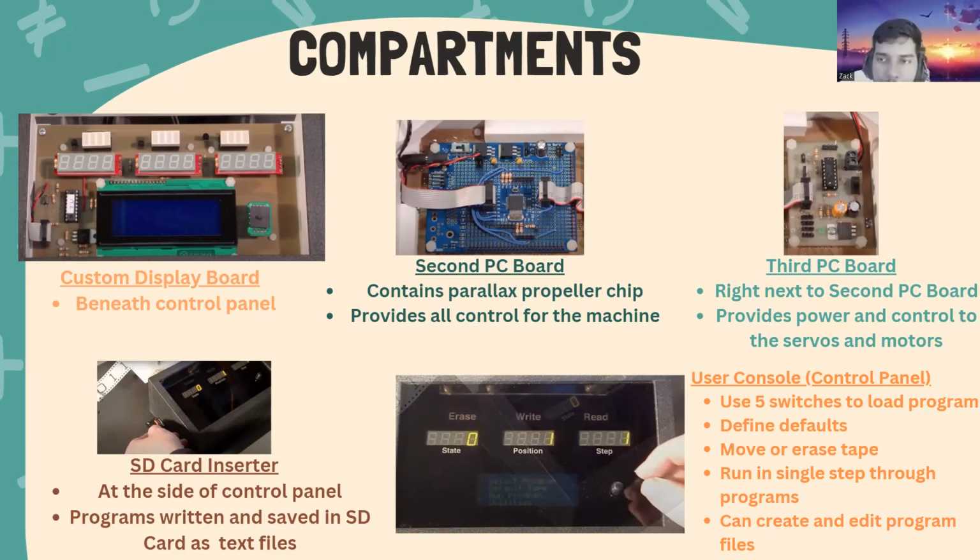And then next is the second PC board. It contains a Parallax Propeller chip. This Parallax Propeller chip provides all control for the machine. And then after that is the third PC board. The third PC board is located right next to the second PC board. It provides the power and control to the servos and motors used in the machine.